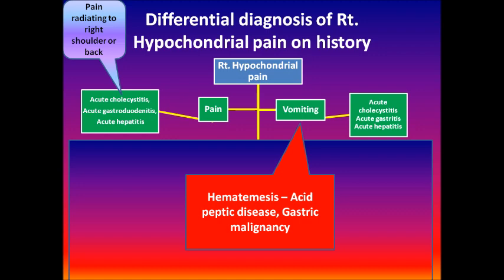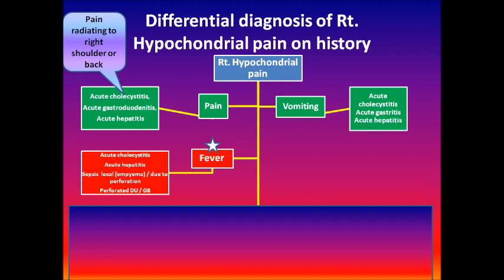Vomiting, if it is hematemesis, you must think of an acid peptic disease and gastric malignancy. Now we see an additional symptom of fever. Fever generally indicates infection, which may be mild in acute cholecystitis and acute hepatitis. It may be severe or high grade temperature when the sepsis is local, like empyema of the gallbladder, or due to the perforation of the duodenal ulcer or the gallbladder itself.